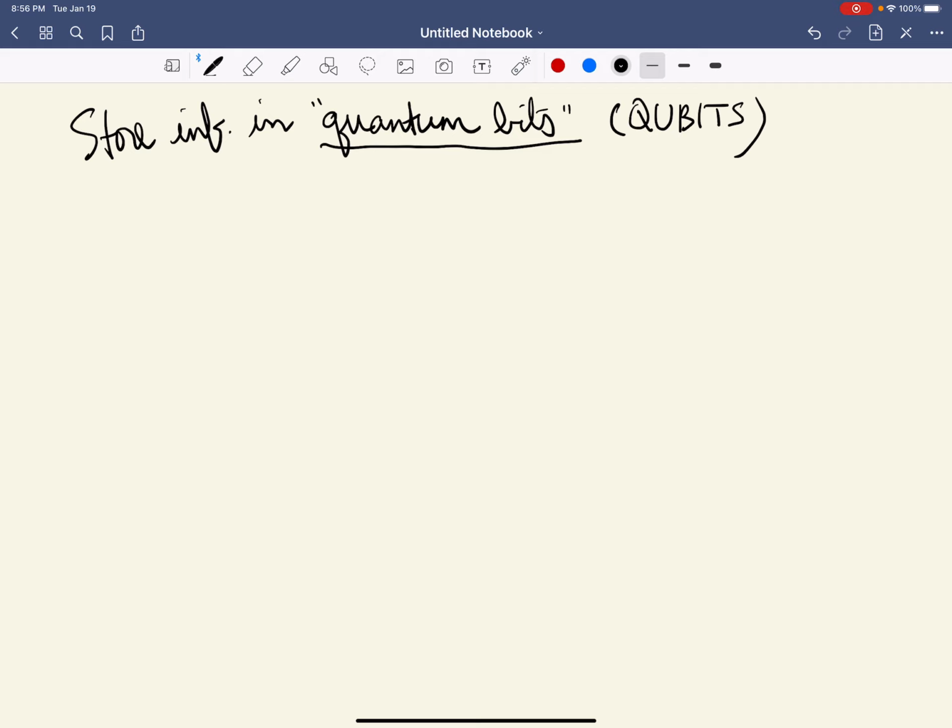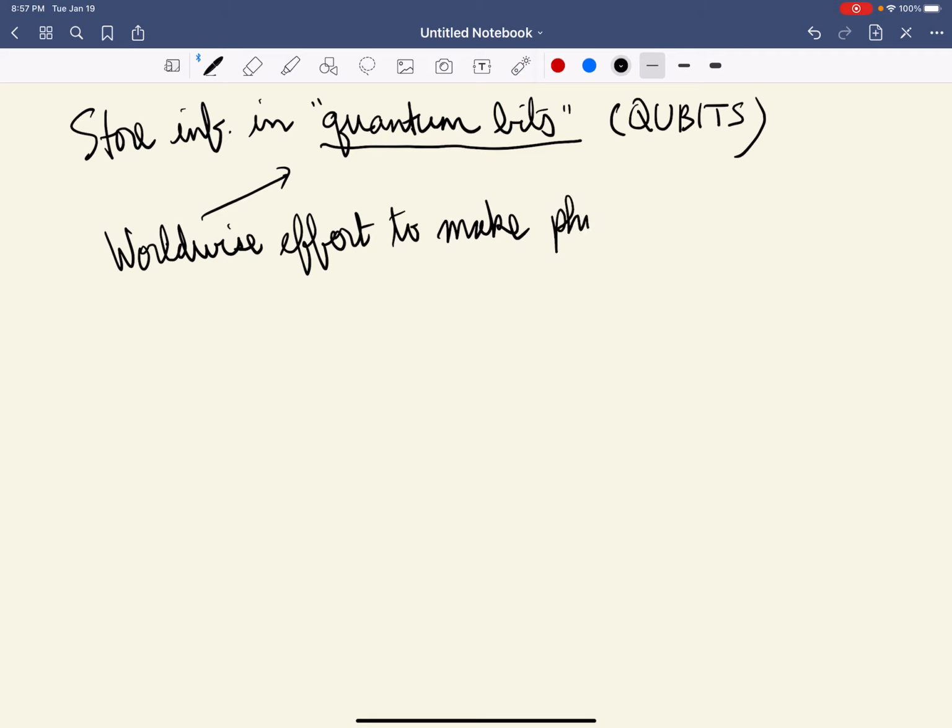But let's for the moment suppose that there is such a thing as a qubit, and there are huge efforts worldwide to make a physical implementation or just physical qubits. So what that means is that people are trying to make a machine that actually make qubits and then use these qubits to store information in a quantum mechanical manner, and also to control this information in a quantum mechanical manner.